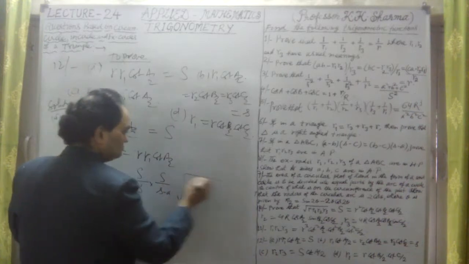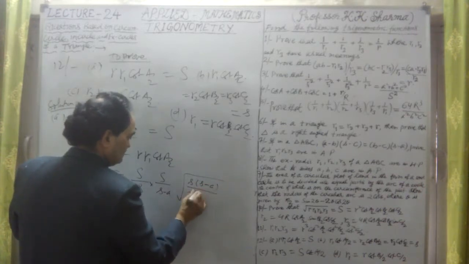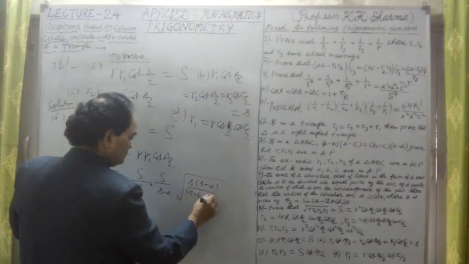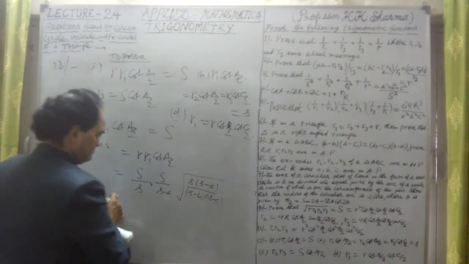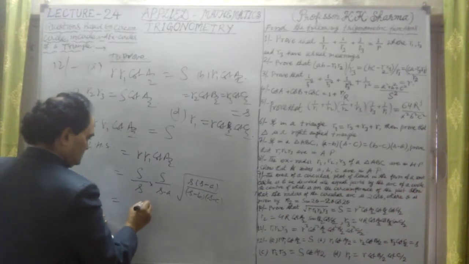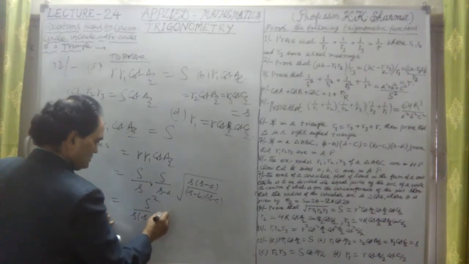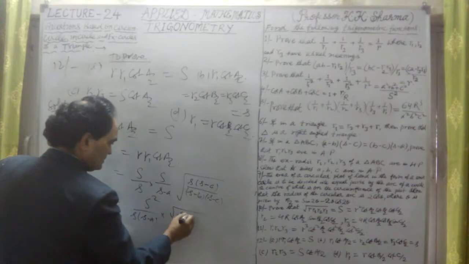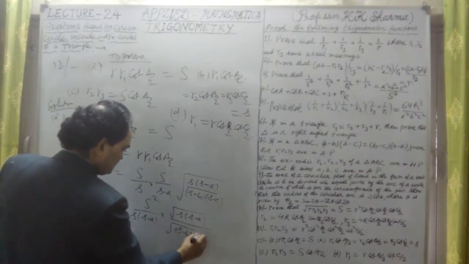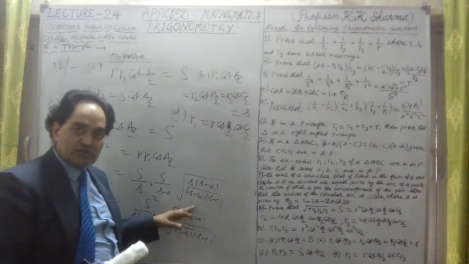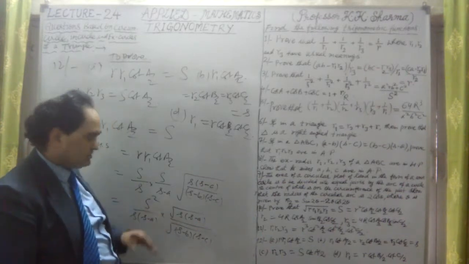So cot A by 2 is under root of s into s minus a divided by s minus b into s minus c. Okay, so in the denominator we have obtained s square. This is capital S square, s into s upon s into s minus a. In the numerator we are having s into s minus a divided by square root of s minus b into s minus c. So this under root s into s minus a will be cancelled out by s minus a, but how many times? Under root s minus a times.